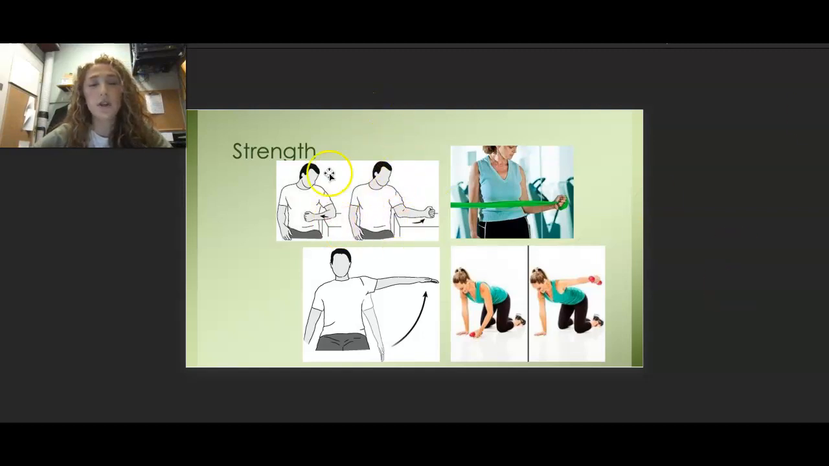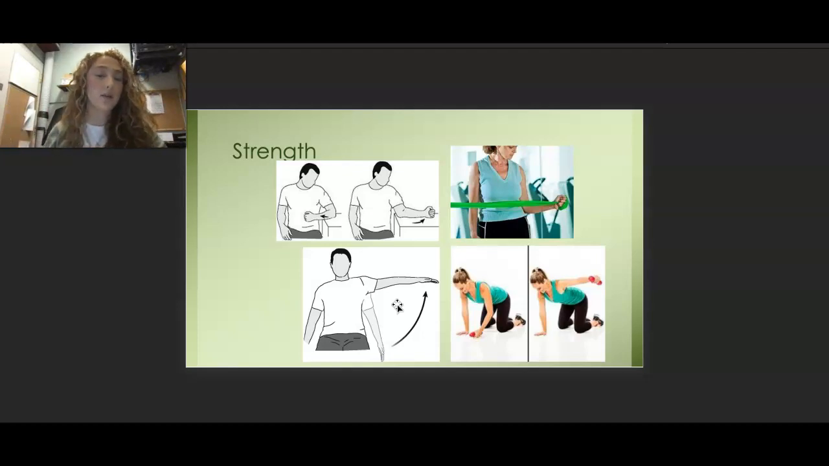The first black and white image that you see, the top left-hand corner, is going to be your internal and external rotation. So that's something that you can do if you don't want to use a weight, that's okay. But if you are going to use a weight, just again making sure it's nothing over 2 pounds. So that's going to be your internal and external rotation.